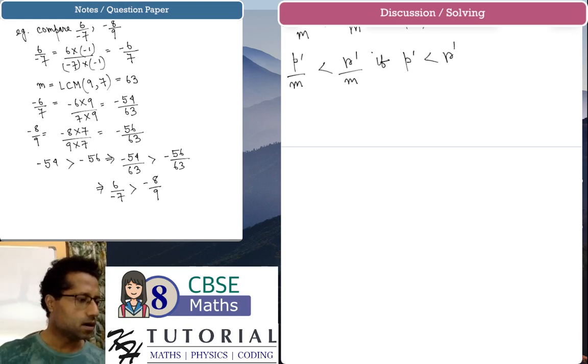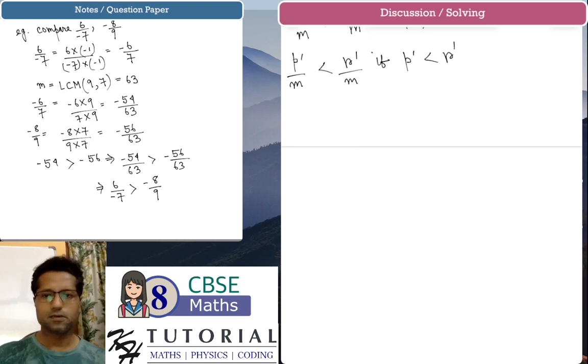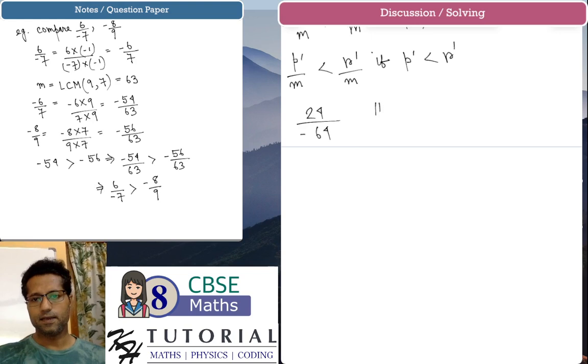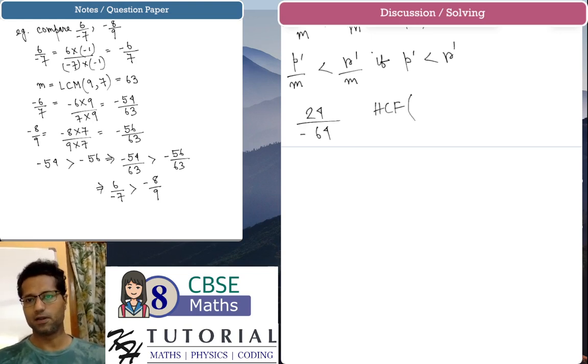Now let's say, how do I express this number in standard form? Clearly you can see that the rational number 24 by minus 64 is not in standard form. First, because the denominator is negative, minus 64 is less than 0, and also we can see that the HCF, if you take just the numerical part of the numerator and the denominator, what is, I hope you know, the absolute value? What is the absolute value of a number? You just ignore the sign.